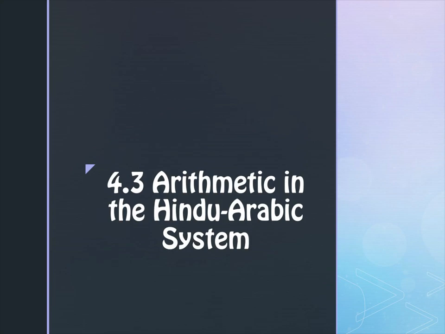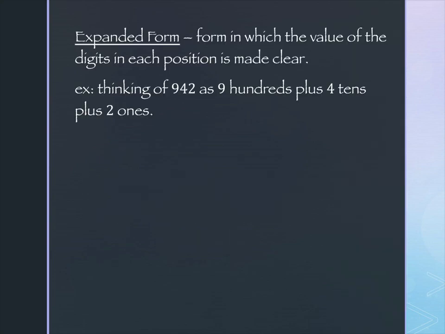So today we're going to be finishing up chapter 4. 4.3 is arithmetic in the Hindu-Arabic numeration system. And in order to take a look at some of the things that we're going to do, we're going to need to talk about expanded form. We've talked about expanded form a little bit already. We've just done it for Babylonians and Mayans. We're going to look at expanded form for us to start with.